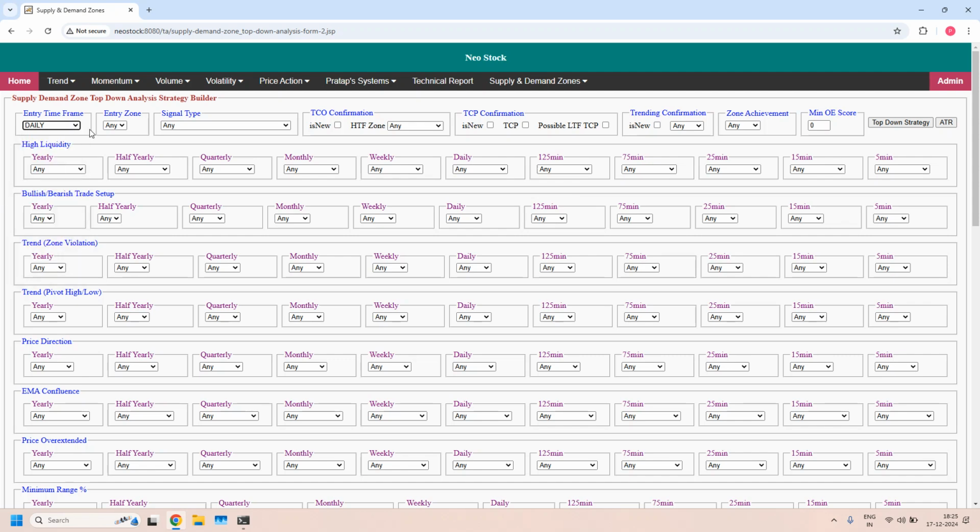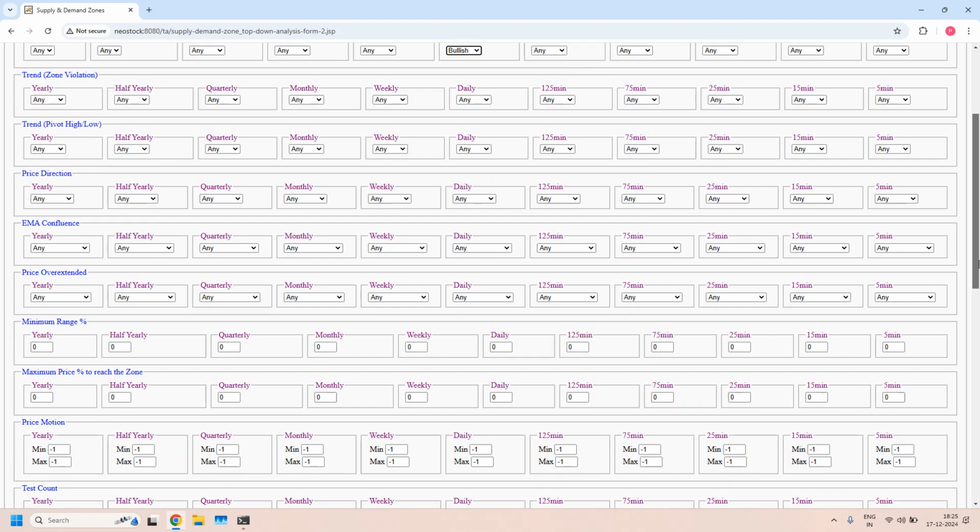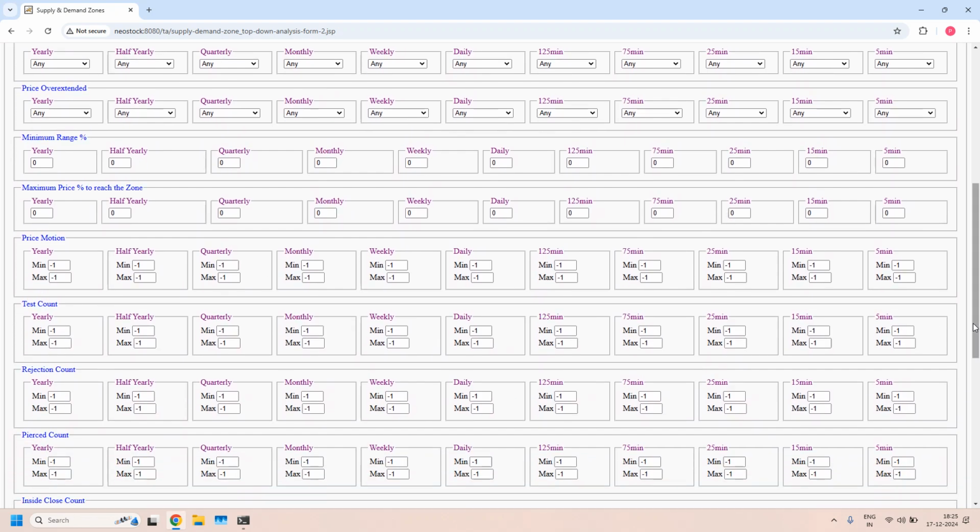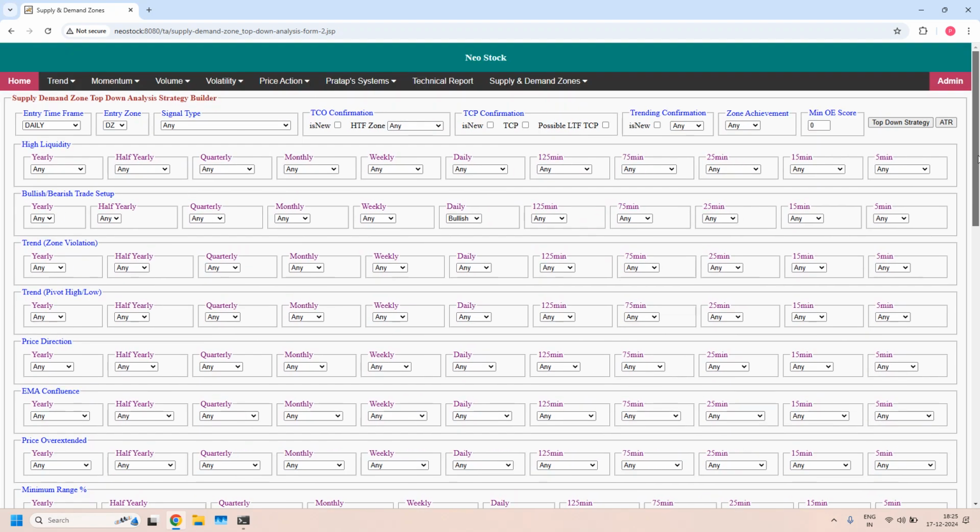Entry time frame daily, entry zone demand zone. Bullish or bearish trade setup at entry time frame daily, I am selecting bullish. These daily demand zones should not be pierced. So in the pierced count, daily time frame, I am setting minimum value 0, maximum value 0. That means pierced count should be 0. Pierced count 0 means zone is not pierced.